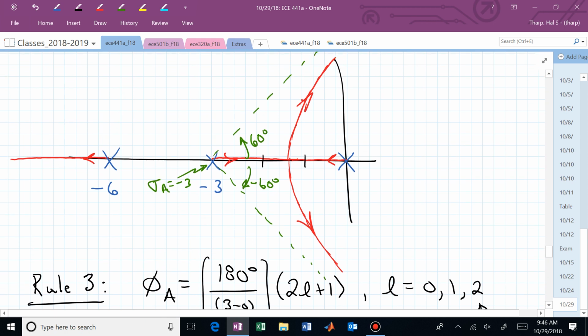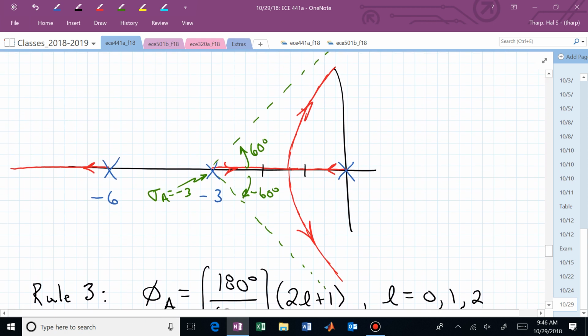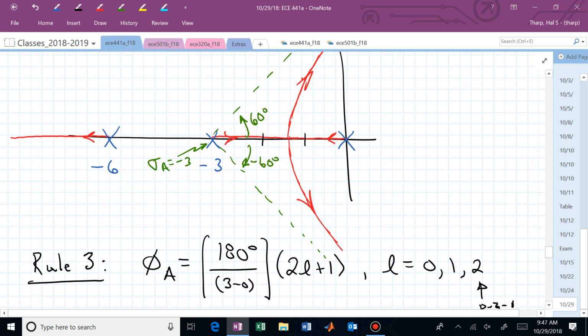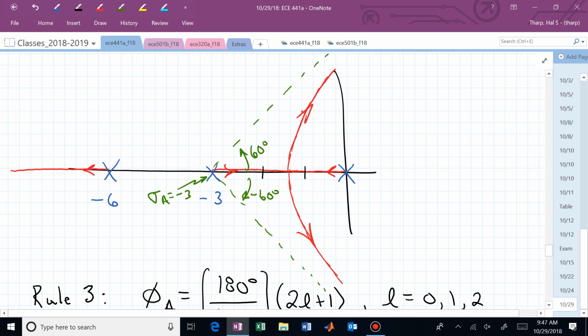But what if I said, I want a closed loop pole at -1? How would I design such a closed loop system? Do you have any tools that will allow you to do that based on what we've already done? What gain value, k, do I pick to have a closed loop pole at -1?